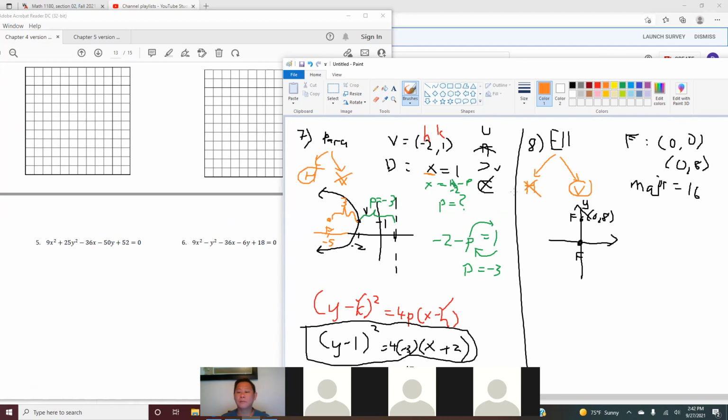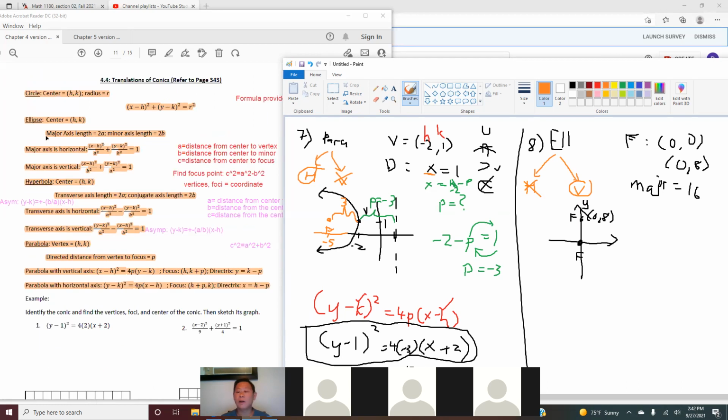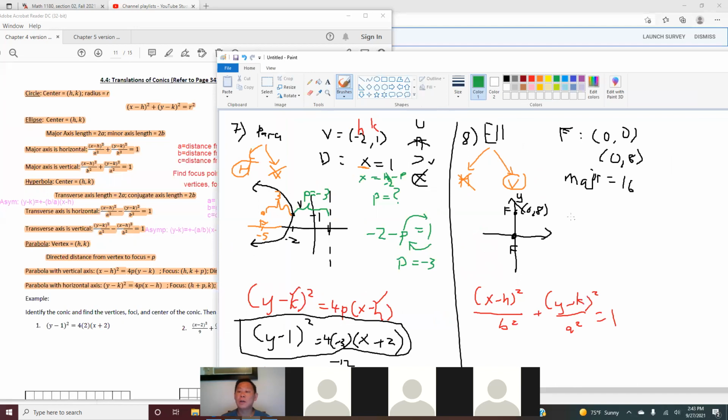And if you look at the formula for ellipses on the vertical axis, your equation is (x minus h) squared over b squared, since it's a vertical one. So (x minus h) squared over b squared plus (y minus k) squared over a squared equals 1. Again, h, k in this case is your center. So the center in this case is your h, k.